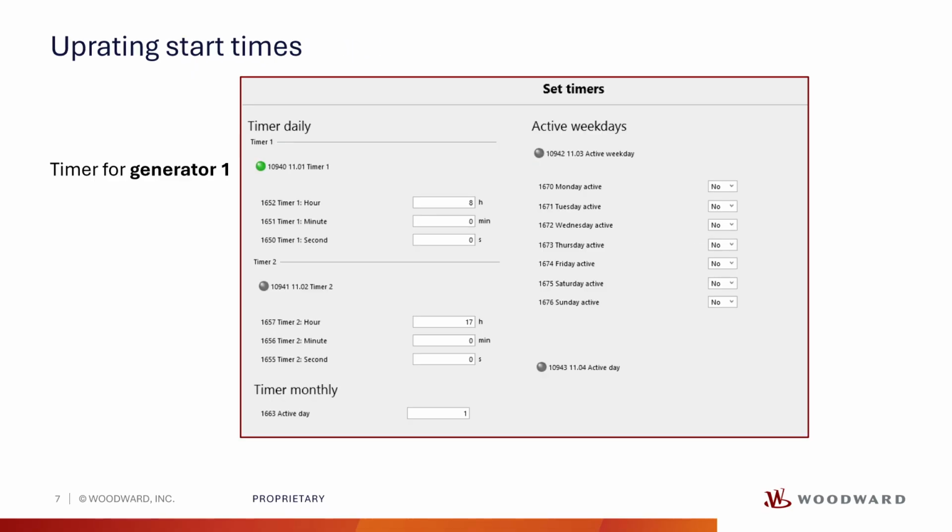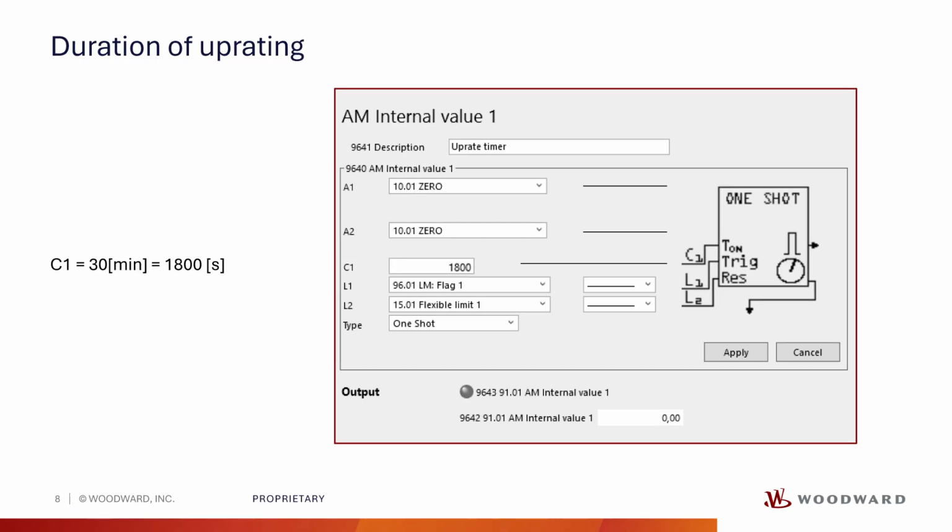Next, set the timer so that the process starts automatically on the first day of the month for Generator 1 and on the second day of the month for Generator 2. When the timer is active, this is indicated by LED 10943 active day. The next step is to set the uprating duration.